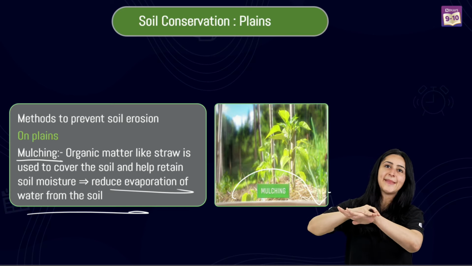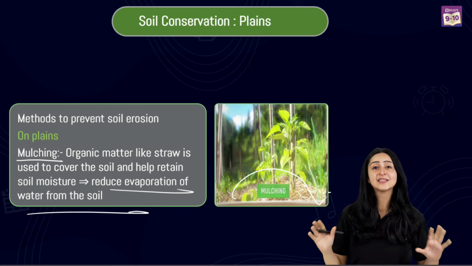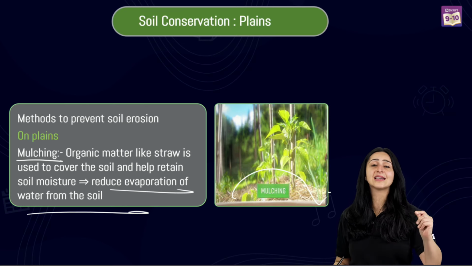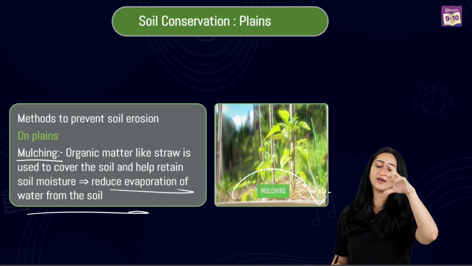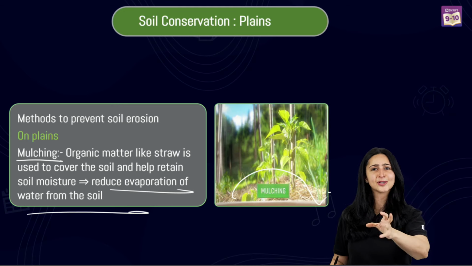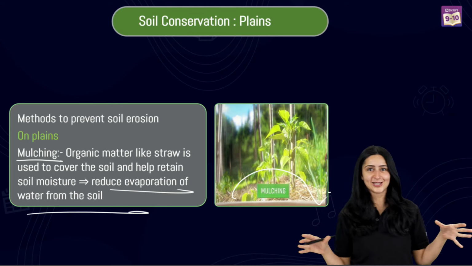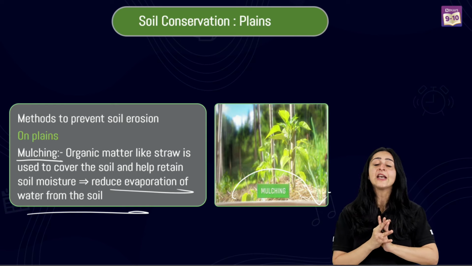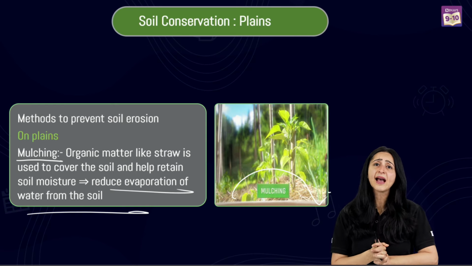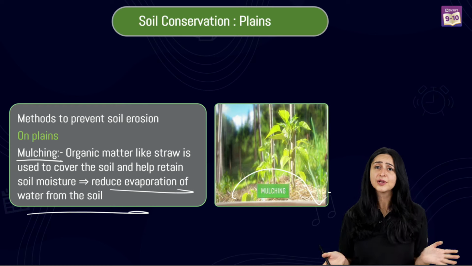So you're creating a barrier on top of the soil, and this is what mulching is. It's basically covering the soil with hay or straw so that you're protecting that soil. Right? So mulching is very important. Again, they may ask you to describe what mulching is. It could be a short type of question.